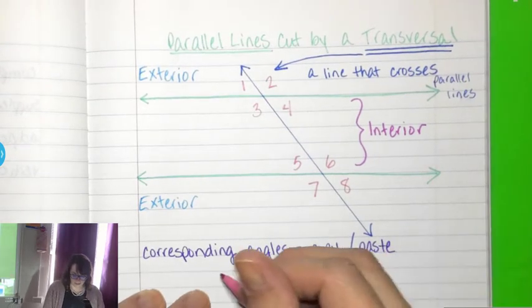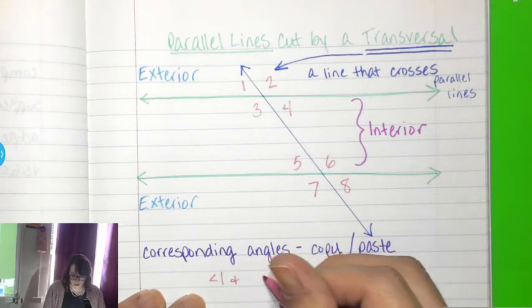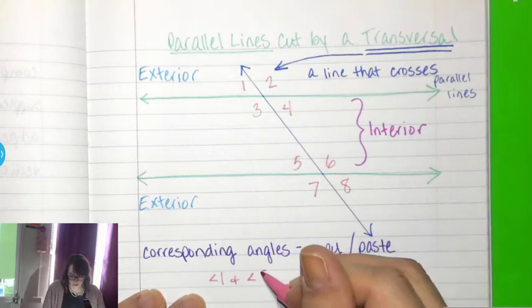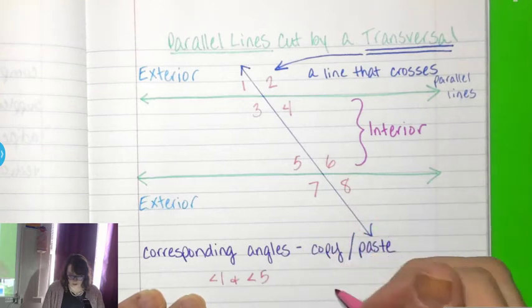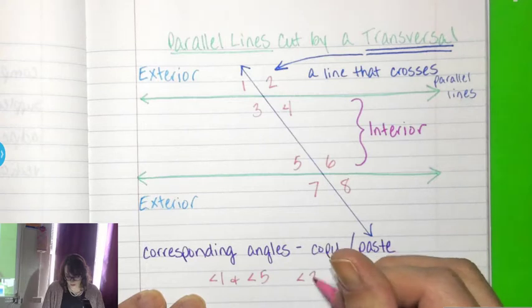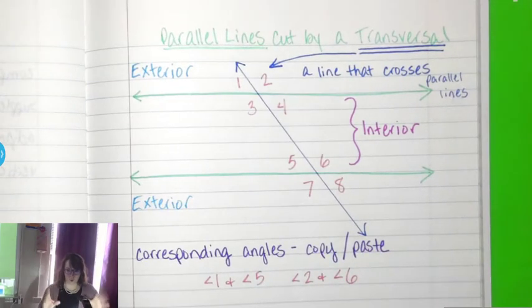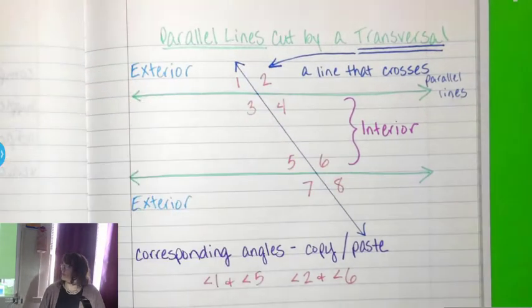So some examples of corresponding angles: angle 1 and angle 5, angle 4 and angle 8, angle 2 and angle 6. There's multiple. There's not just one set. They're the matching ones, 2 and 6.